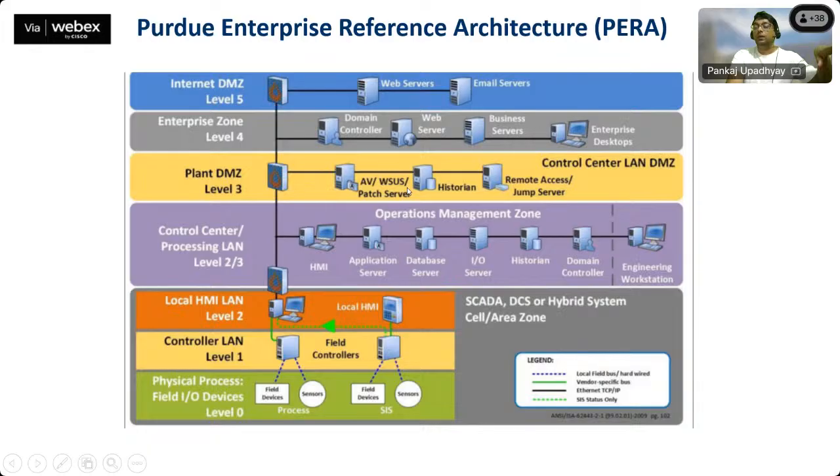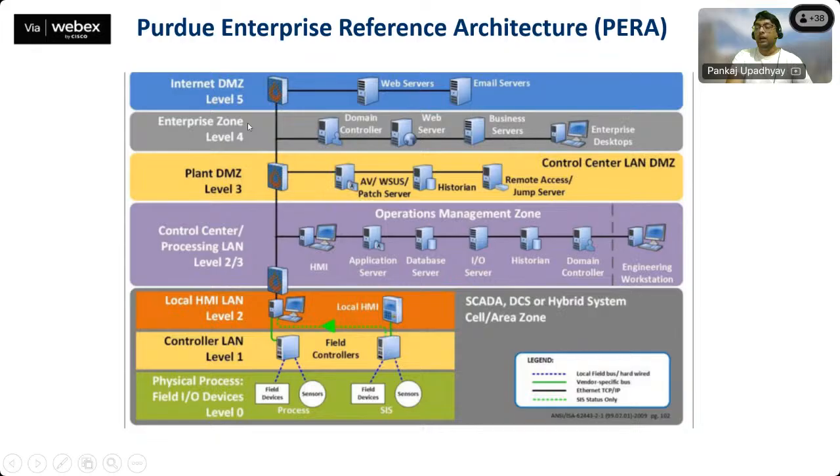There we will place our antivirus, Windows update services, the patch server, which we also call WSS. We have historian. So this is your primary historian, your parent one. Then you have the remote access jump server. Remote access jump servers are basically servers where, when someone is trying to connect, they connect to the remote server, and from there you have access to these devices or this level.